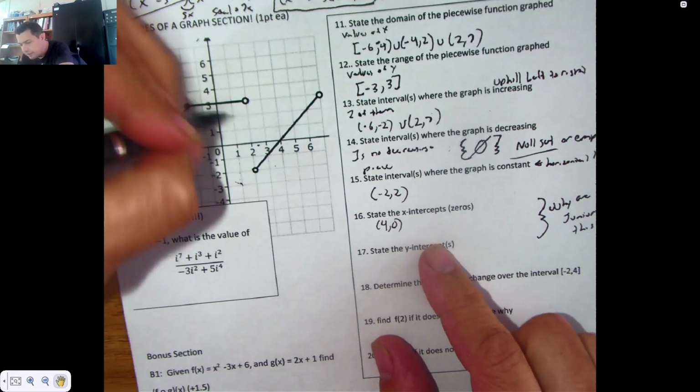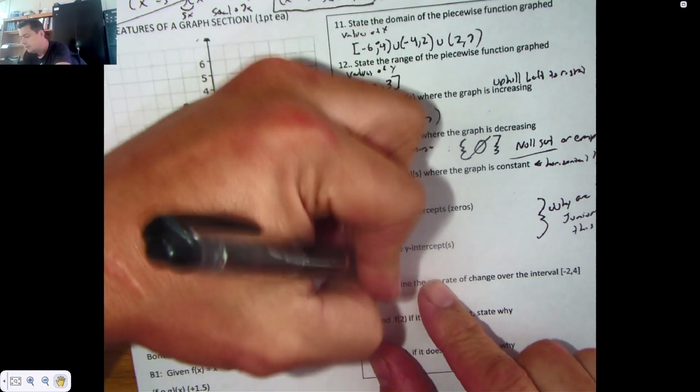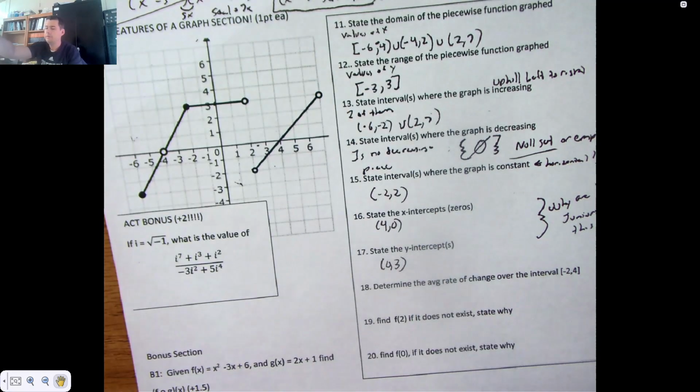Y-intercept. It's right there. There it is. It's right there. It's at (0, 3). I don't understand why you're missing that.